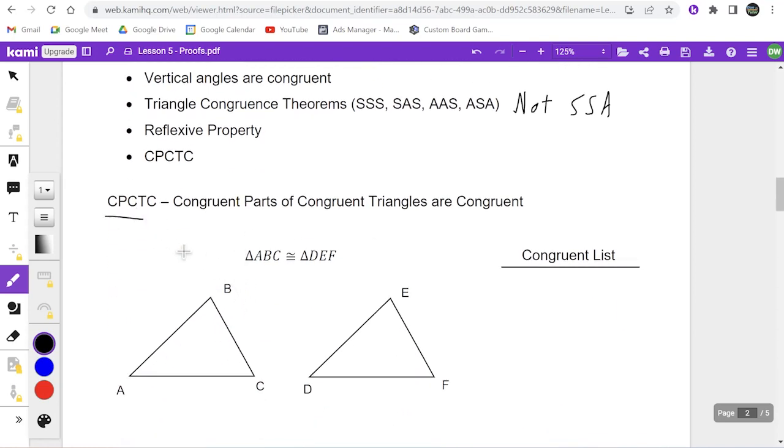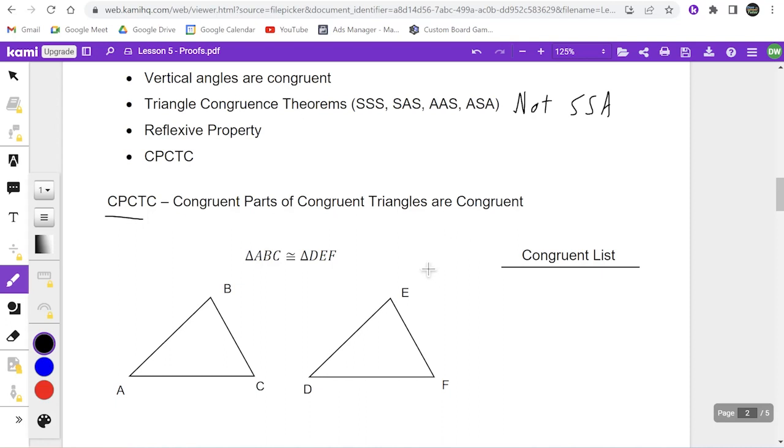CPCTC is a long acronym that stands for Congruent Parts of Congruent Triangles Are Congruent. That's a tongue twister if I've ever seen one. And the good news is it's actually one of the most useful theorems in all of geometry, especially for proofs. So you're going to be using this all the time, and you don't need to remember the whole phrase. You just need to remember CPCTC. Now, I'll admit, even that's hard to remember, but at least it's easier than the whole thing.